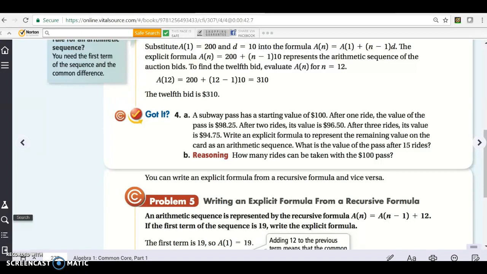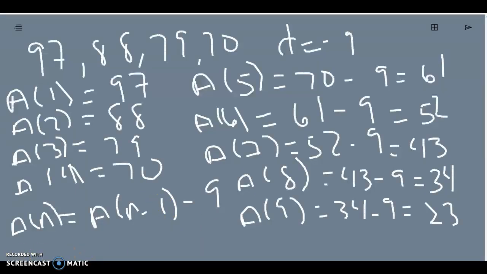It says a subway pass has a starting value of $100. After one ride, the value of the pass is 98.25. After two rides, the value is 96.5. After three rides, its value is 94.75. Write an explicit formula to represent the remaining values of the card as an arithmetic sequence. What is the value of the pass after 15 rides? All right, so this one's a little tricky. Let me pull up my board. Excuse me, let me clear my board.